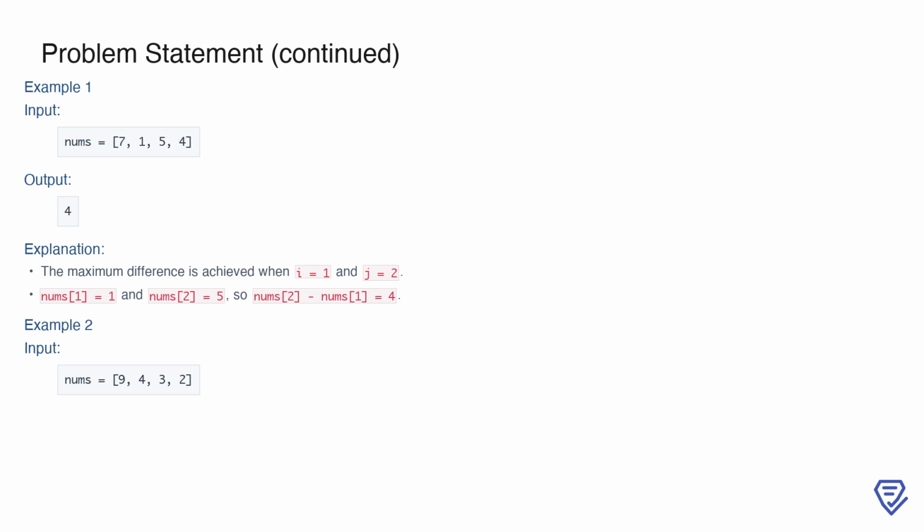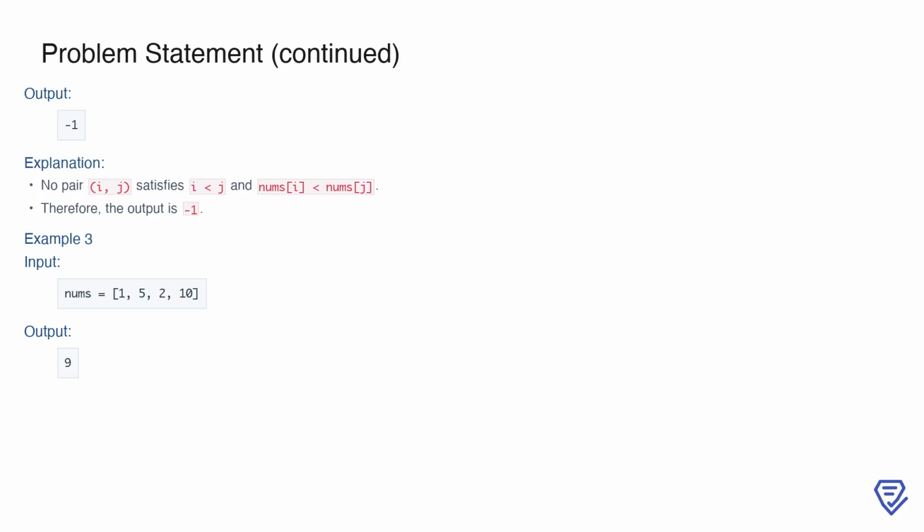Now, let's take a look at another example to explore a different scenario. In the second example, the input array is nums = [9, 4, 3, 2]. In this case, there is no valid pair of indices i, j, where i < j and nums[i] < nums[j]. The array is strictly decreasing, meaning no element that appears later in the array is greater than any element that appears earlier. As a result, the maximum difference cannot be calculated, and the output is -1. This demonstrates that if no increasing pair exists in the array, the result will always be -1.